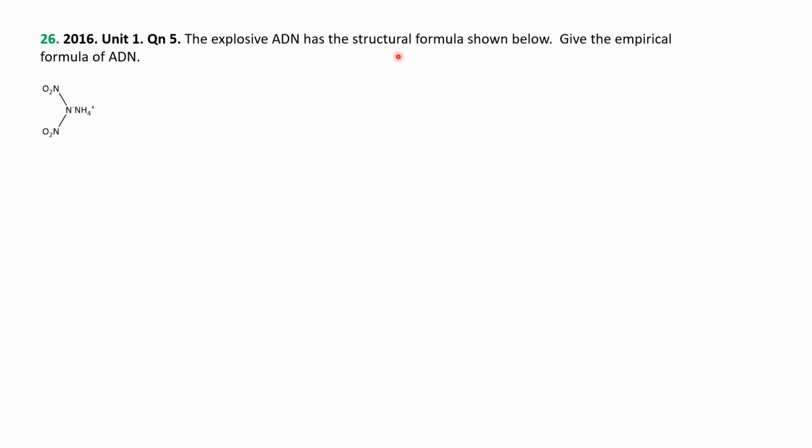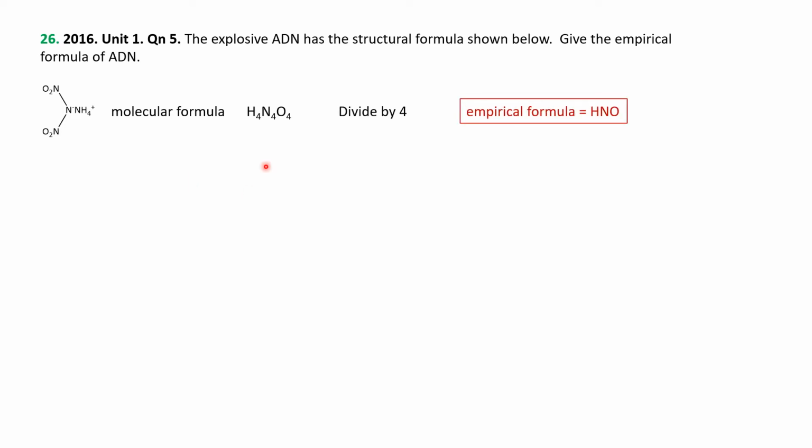So ADN has this structural formula. What's the empirical formula? Well, the molecular formula of this is H4, that's the 4 hydrogens, 4 nitrogens, 3, 4, and 4 hydrogens, 2 there and 2 there. So the ratio of these atoms, which is the empirical formula, is just 1 to 1 to 1, because we just simplify it all by dividing by 4. So the empirical formula is HNO.